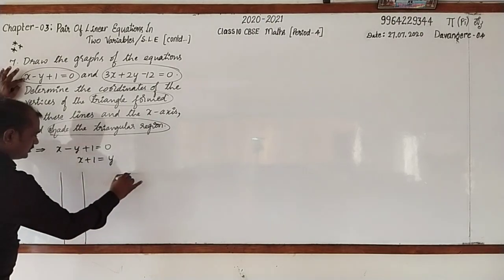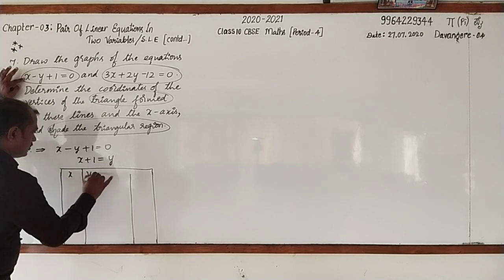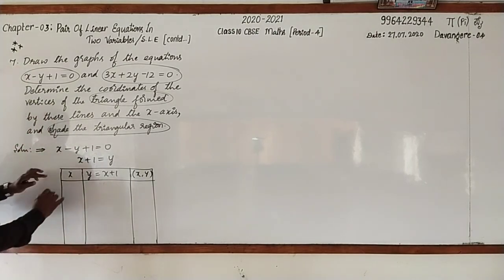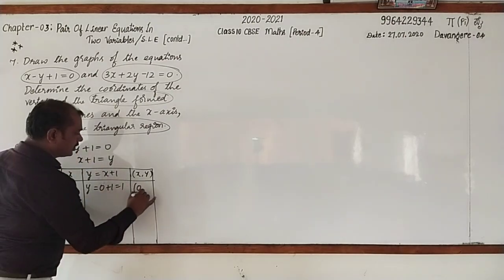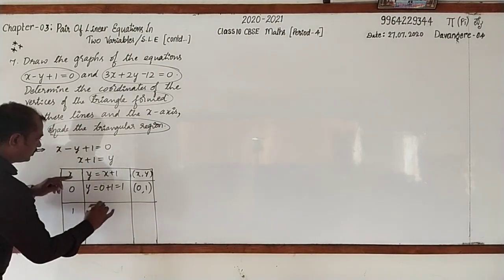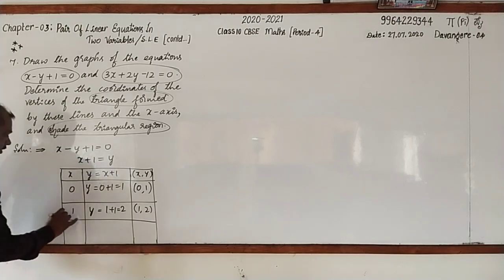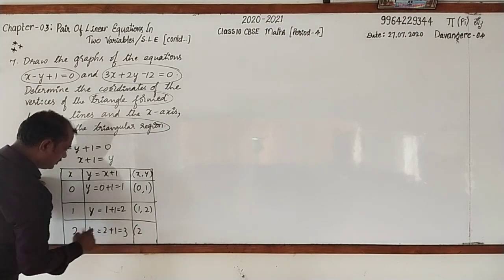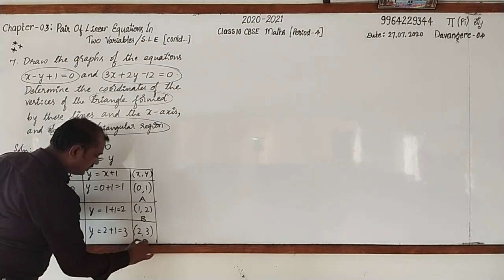See here, I'll take the first column for x, second column for y equal to x plus 1, and third column for x comma y. Here when x is 0, y equal to 0 plus 1 equal to 1. It is 0 comma 1. Hope you have understood. Then x equal to 1, y equal to 1 plus 1 equal to 2, it is 1 comma 2. Then when x is 2, y equal to 2 plus 1, it is 3, 2 comma 3. You may name these coordinate points as A, B and C.